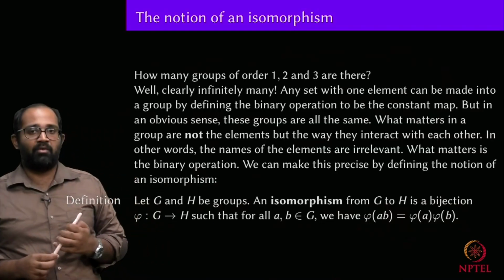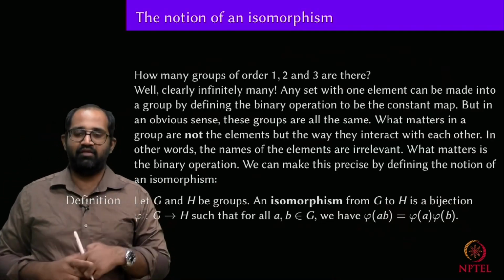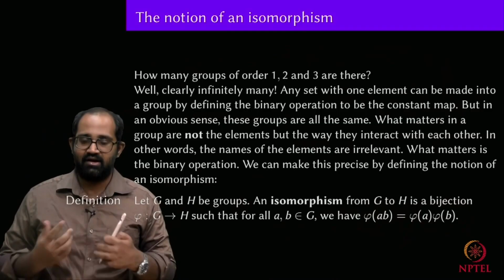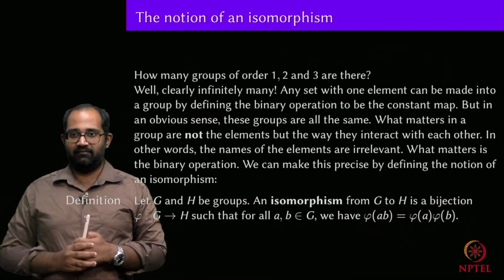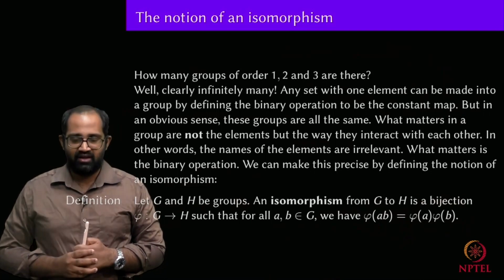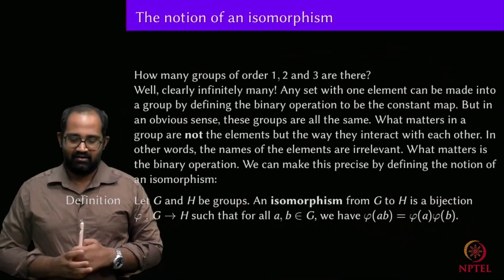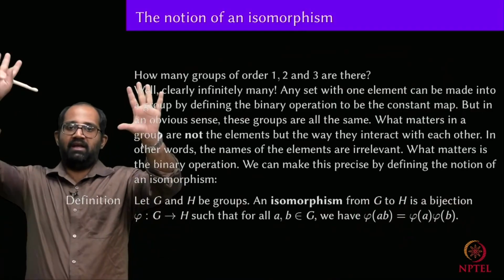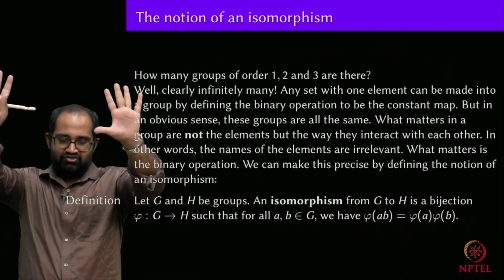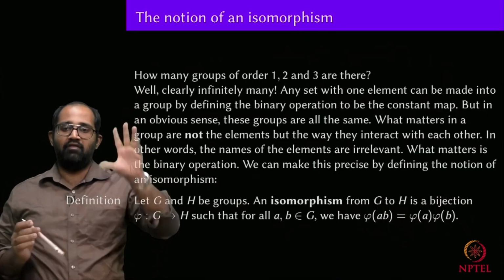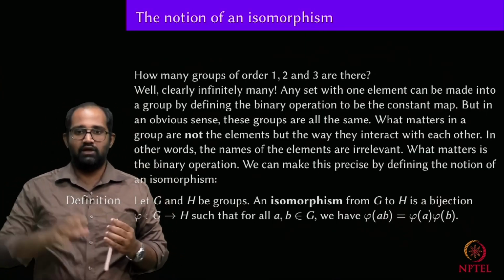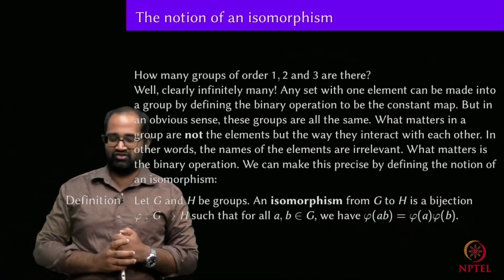It might be an appropriate time to pause the video, find the nearest tree, sit under the tree and think what this definition is saying. It is capturing the fact that if you write down the multiplication tables of G and H, this phi allows you to convert the multiplication table of G to the multiplication table of H.